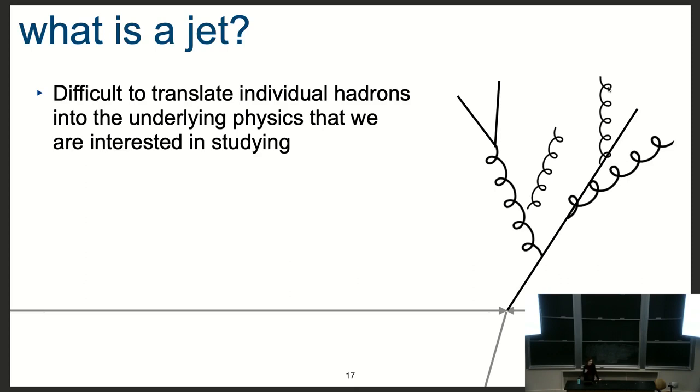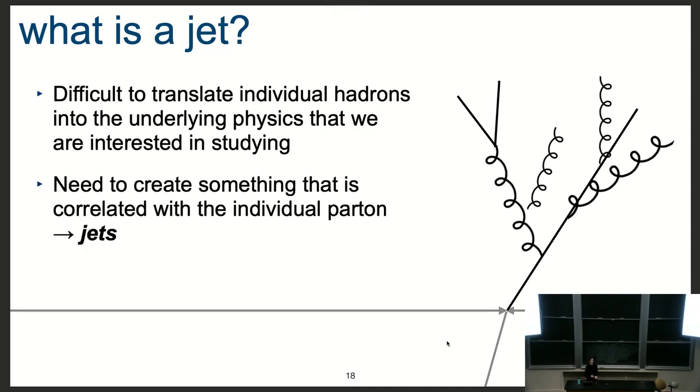The way that we go from these partons to these hadrons is non-perturbative physics. And so we can't easily have predictions for a 5-hadron final state or a 20-hadron final state. So instead, if we want to actually do any physics that involves quarks and gluons, we need something that translates these final states of hadrons that we actually observe in the detector into something that corresponds more to the actual hard process that involves the quark or the gluon. And that's what we call a jet, something that correlates this hadronic final state into something that is related to the underlying quark or gluon.